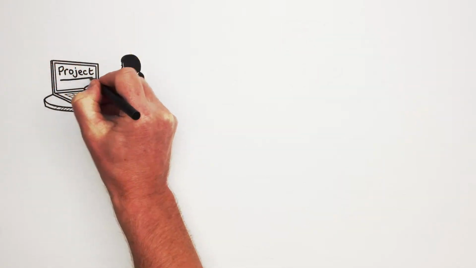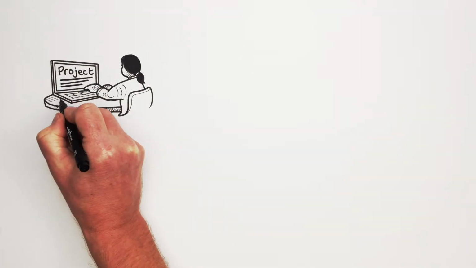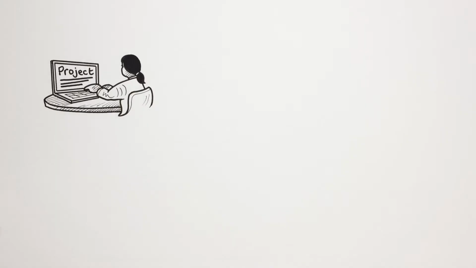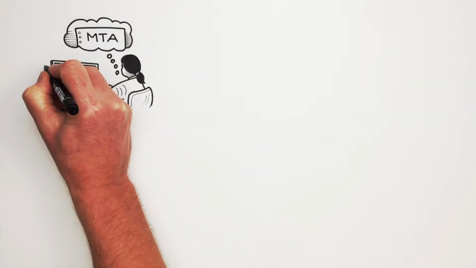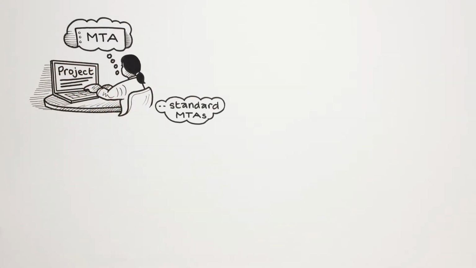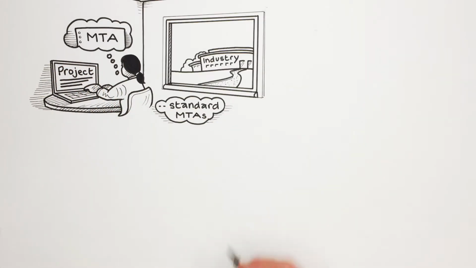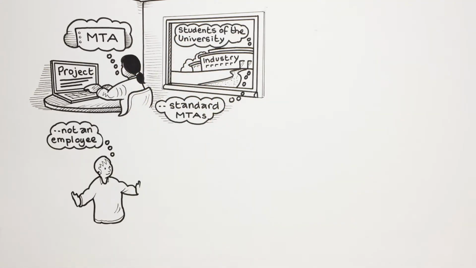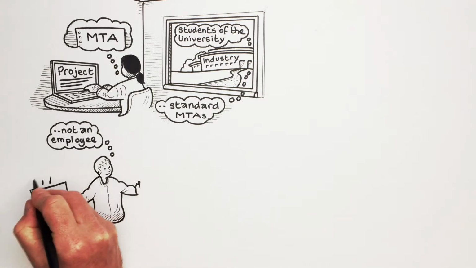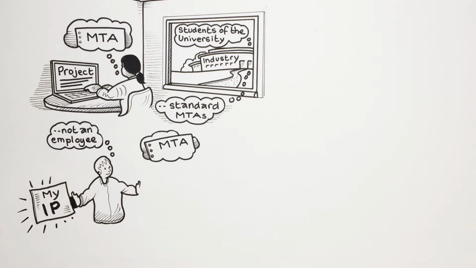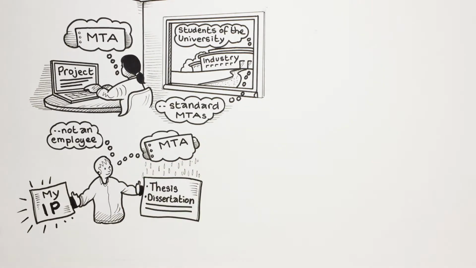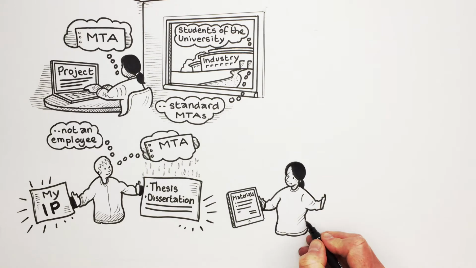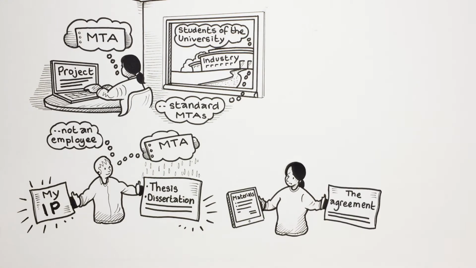Problems could potentially arise, for example, if a student carries out work on a project in which the material from the MTA is required. It is important to note here that the standard MTAs from industry may not refer to or include students from the university. Students are not employees. Therefore, the university does not automatically own a student's IP. It is of great importance that the MTA does not prejudice the student from publishing a thesis or dissertation. However, the use of these materials by students may be in breach of the agreement.